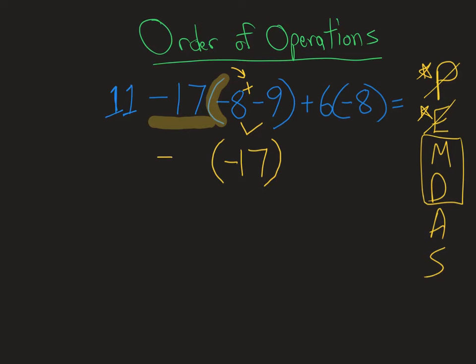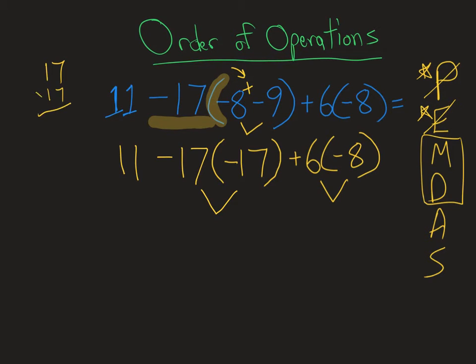And right here, I'm just going to recopy the negative 17. I've got 11 minus that. And then multiply, divide. So I'm just going to copy this down. You could have done the 6 times negative 8 on the top step. I'm okay with that. Just for clarity, though, I'm just going to move it down. There's a step of multiplication. There's another step of multiplication. 17, 17. I wasn't ready for this. But you can see I'm doing the same thing you would.